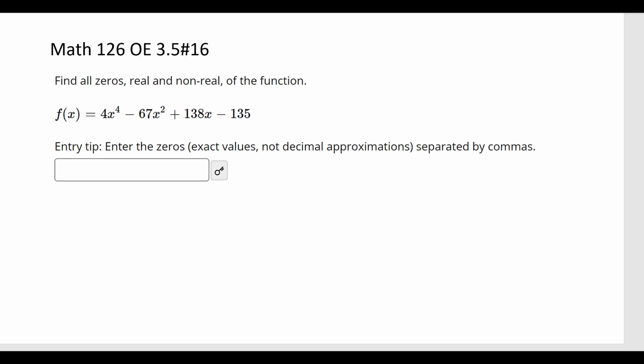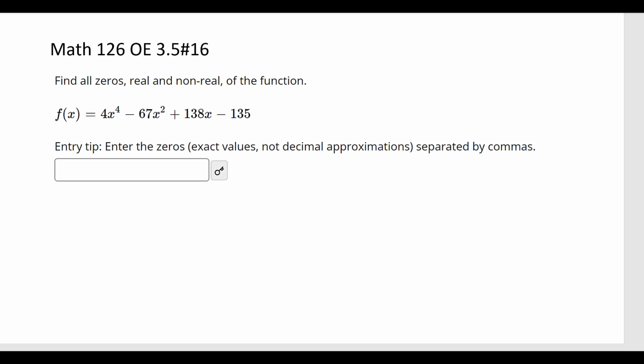I'm going to do a couple of problems here from Math 126. It's the open enrollment class, so it's using the Lumen material from section 3.5, number 16 to 17. So number 16, we're going to find all the zeros, real and non-real, of the function.